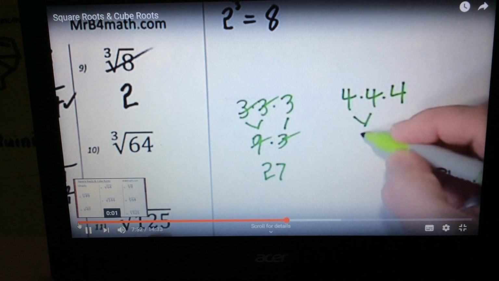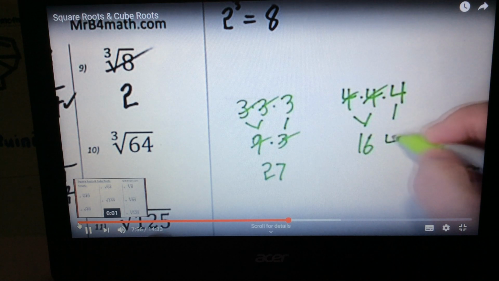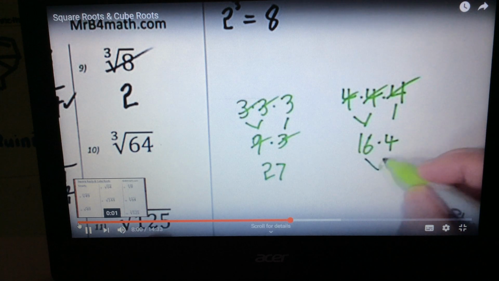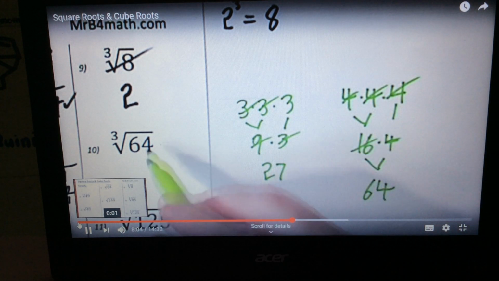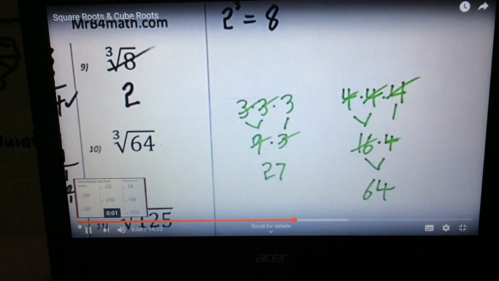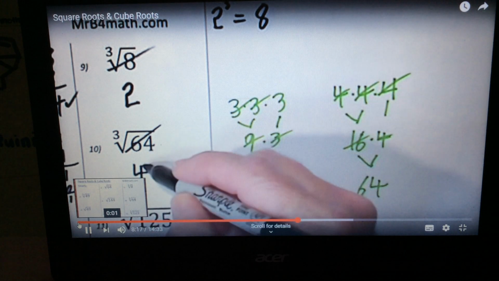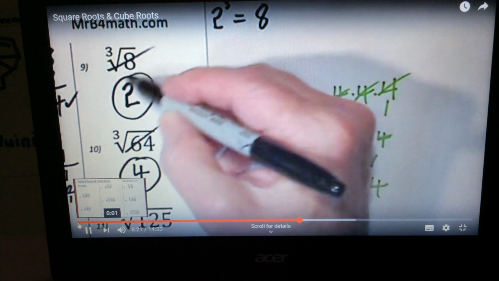So these first two give us 16. Bring down that 4. 16 times 4 is 64. And that's what we're looking for. So the cube root of 64 is 4. I could have circled my answer up here.